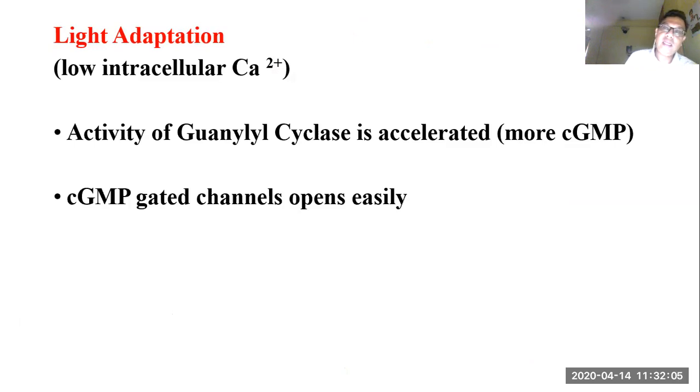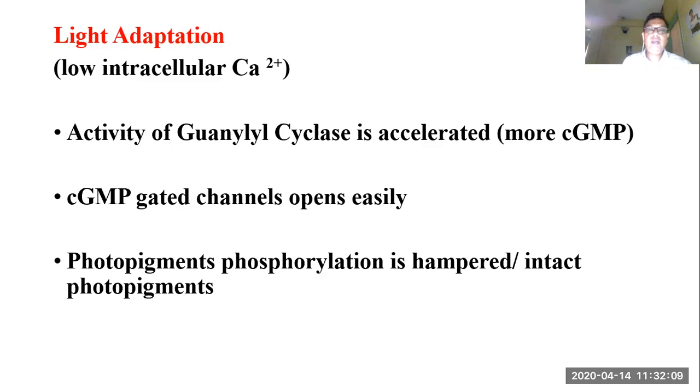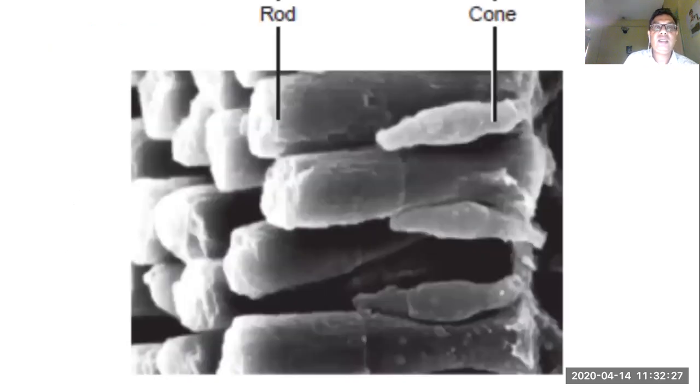The gate directly also is not inhibited from opening, it opens more easily, and the photopigment phosphorylation is hampered. So we get more intact photopigment, thereby some amount of depolarization is possible even in direct sunlight, so that some amount of vision can be retained.